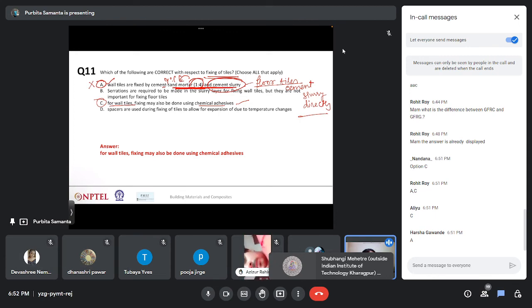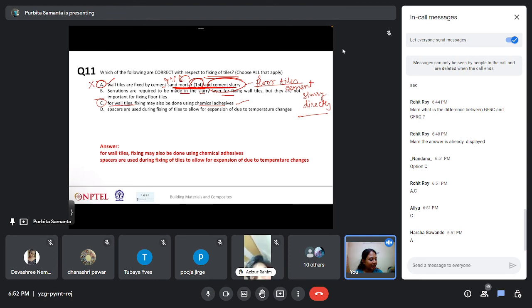Then, serrations are required to be made in the slurry layer for fixing tiles, but they are not important for fixing floor tiles. Once again, it's wrong, because we have seen in the images that serrations are important. Serrations are something like this, so that the bonding between the mortar and the tile is strong. For that reason, serrations are required and the tiles are placed properly. So, of course, serrations are required.